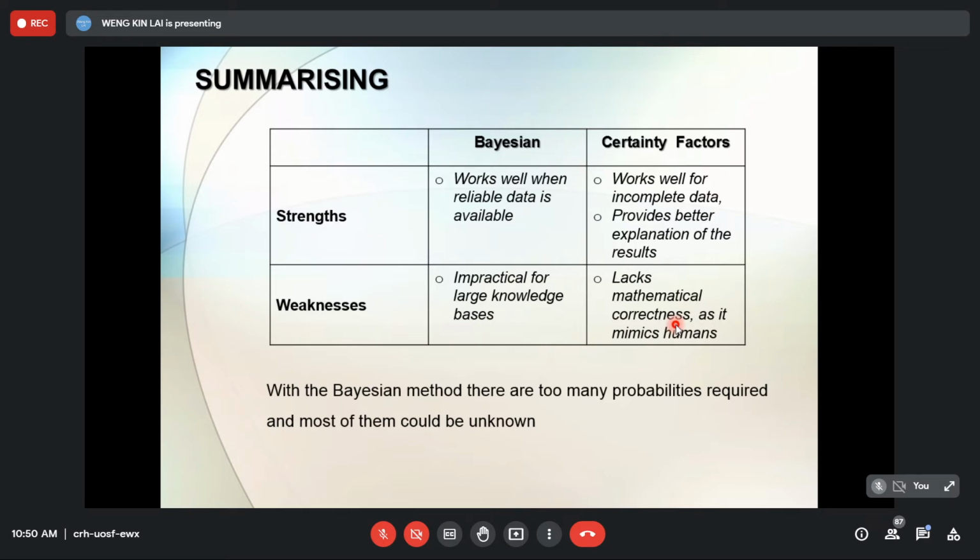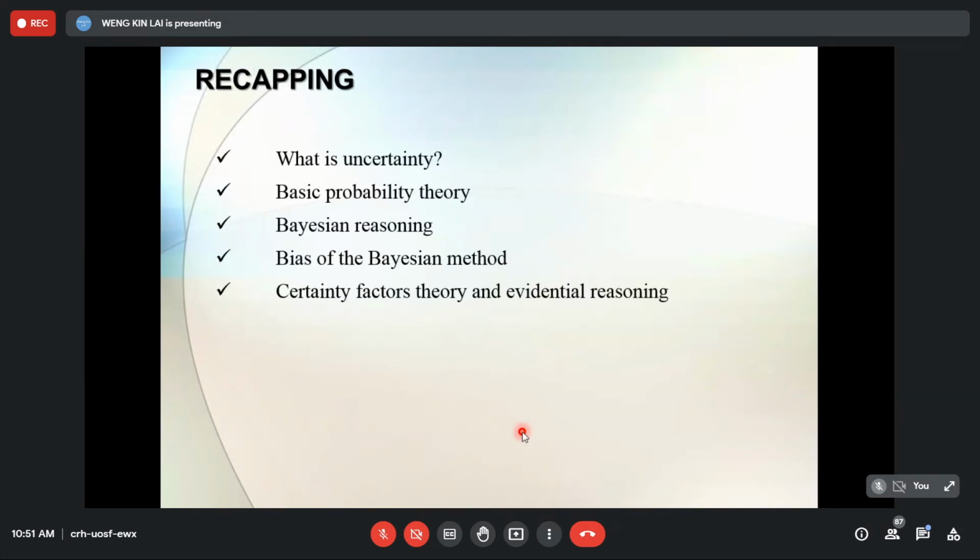Now, with the Bayesian method, there are also too many probabilities required, and most of them could be unknown because you need a lot of probabilities for certain evidences. But can you get those data? The probability of this happening, it's not that easy. So that's why Bayesian won't work very well. That's one of the difficulties there.